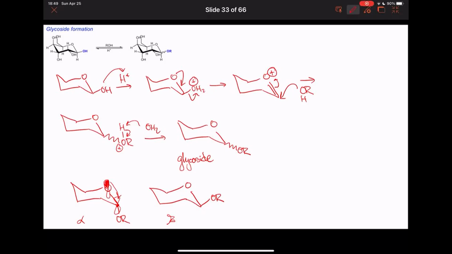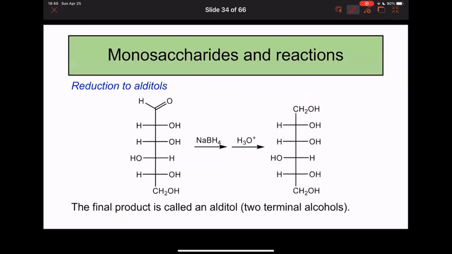All right, then moving on to the next part. The next reaction that you need to know is reduction to alditols. Alditols are when you have two terminal alcohols. If we look at our final product, we've changed the first carbon to an alcohol, and you've maintained the alcohol down here.